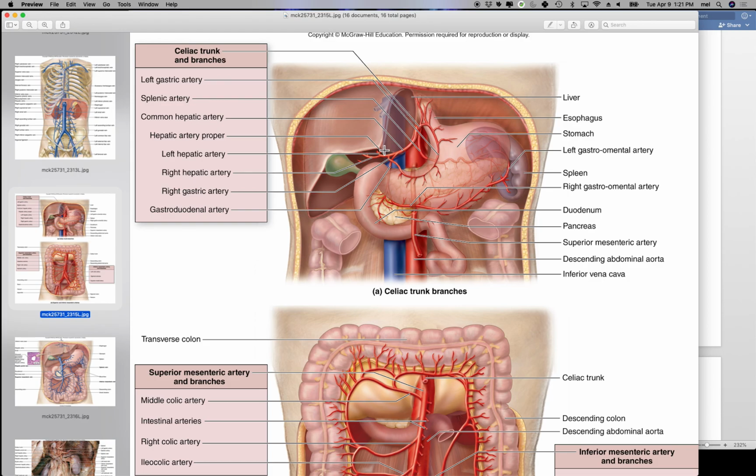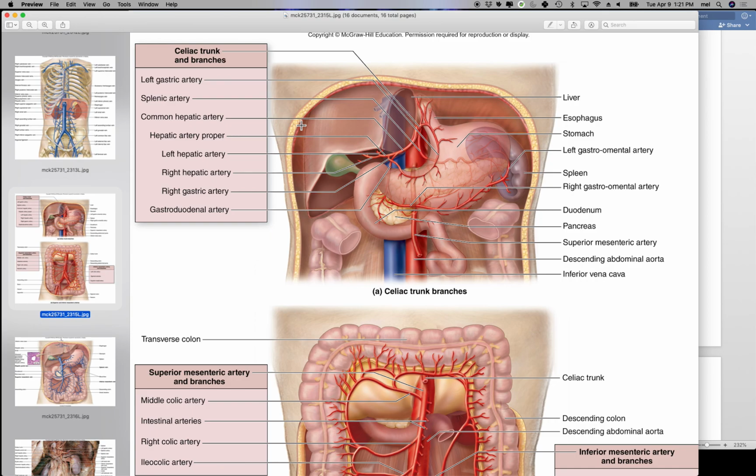But they do branch into the left and right hepatic arteries. Good? Those are all from the common hepatic, right? Well, the celiac gives rise to the common hepatic. The common hepatic gives rise to these three: the right gastric, the gastroduodenal, and the hepatic artery proper. All from common. So celiac trunk, then common hepatic, then branch into three.